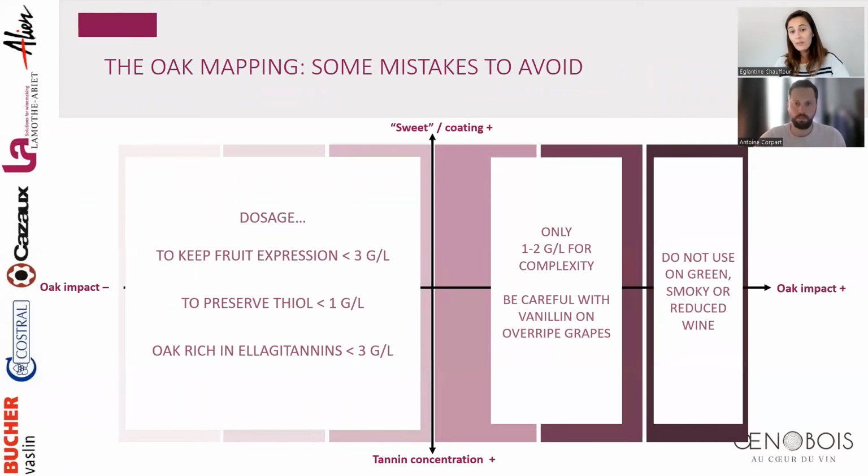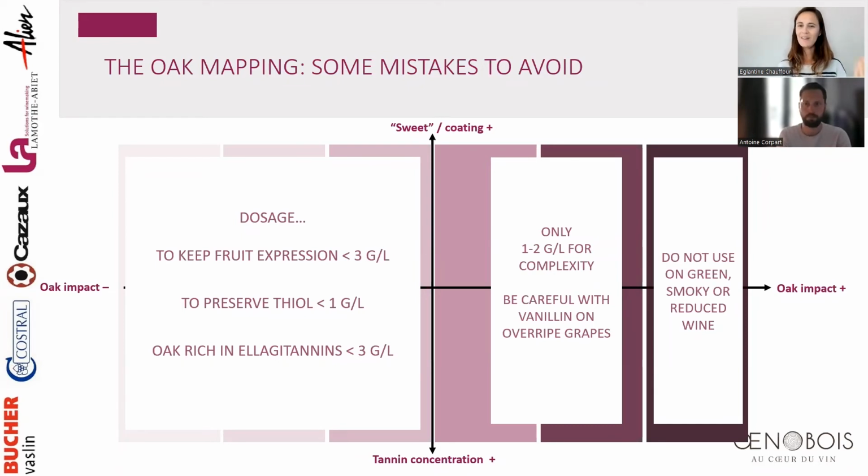And then when you go on the highly toasted oak, they are not recommended to be used on green character, smoky wines or reduced wines. Obviously, the furfural is going to basically enhance the green, smoky or reduction, which is going to make the wine very spiky and unbalanced. So we don't recommend to use oaks that are rich in furfural on this type of wine. Okay, so these are little tips, just little things to not do with oak. There are many things you can do, but some rules can always be helpful.